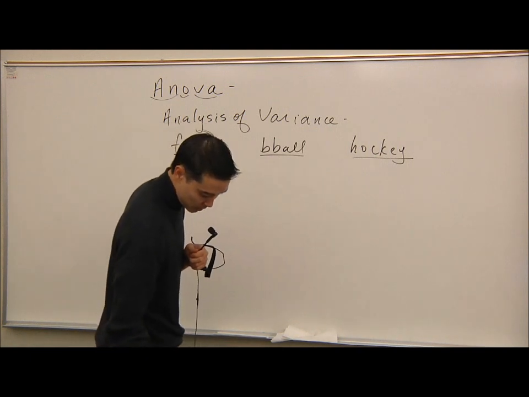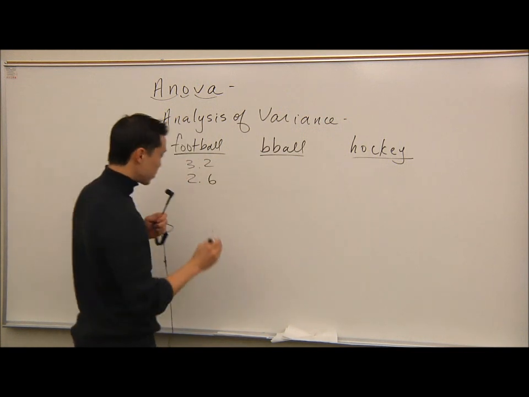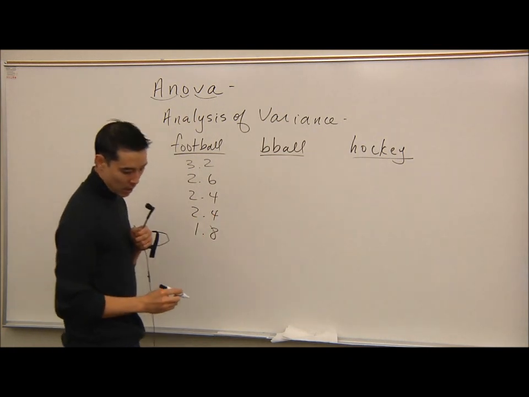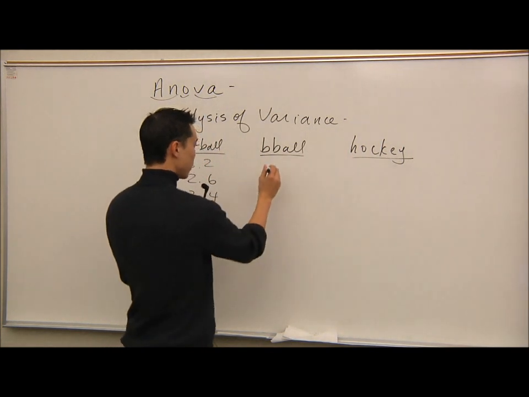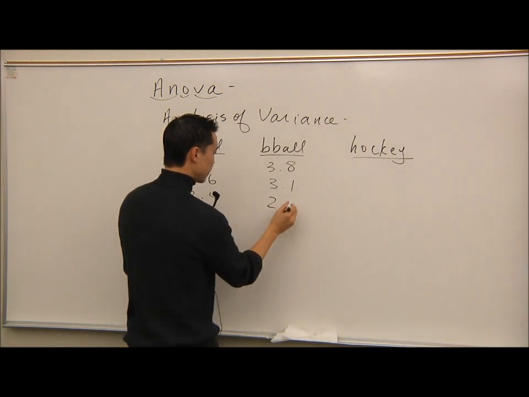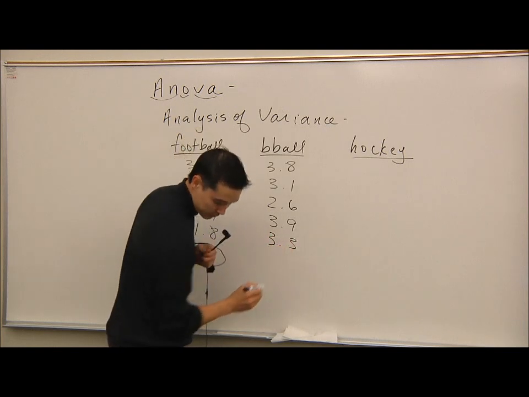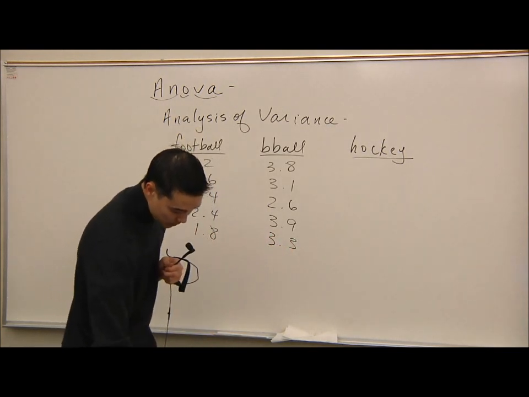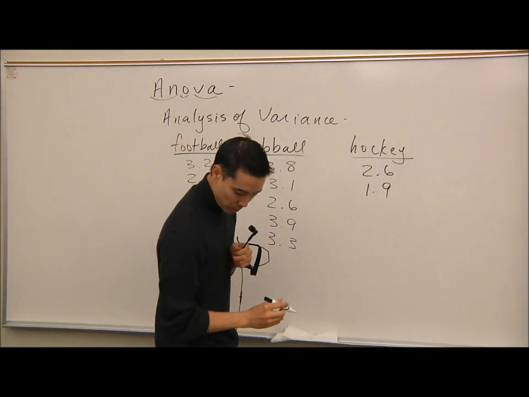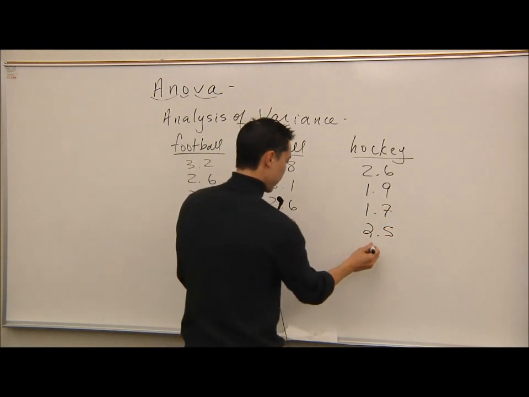So here we go. The football was 3.2, 2.6, 2.4, 2.4, and 1.8. Okay? Basketball people, we had 3.8, 3.1, 2.6, 3.9, and 3.3. And then finally the hockey people, we have 2.6, 1.9, 1.7, 2.5, and 1.9, okay?